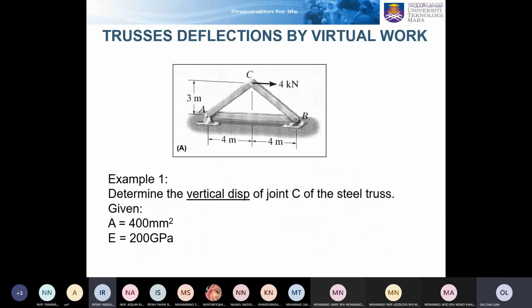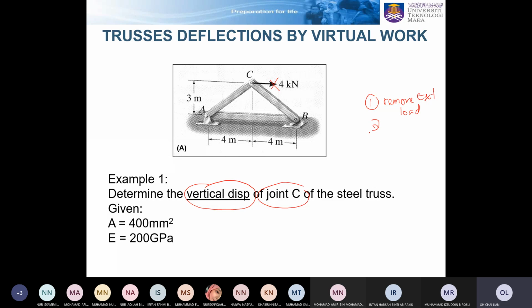Vertical displacement of joint C. Thank you very much. So I have to flash back here. We are determining the vertical displacement at joint C. What you need to do is create the virtual structure from this real structure. Number one is remove all external load. So now we remove, we shall not put in this 4 kilonewton.